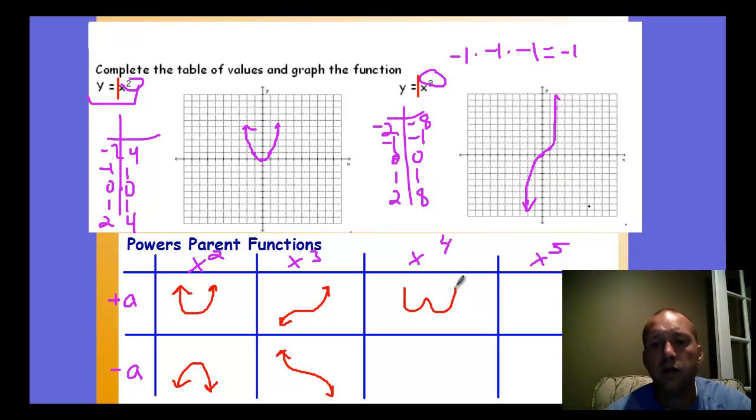X to the fourth would be the W, and then it could be downward. Now, it doesn't have to have this extra hump in it. It could be just a regular parabola as well, but the most extra humps, extra turns in the graph it could have, is a W shape or an M shape. X to the fifth. Notice how for the odds, the arrows go in opposite directions. So for the arrows, it could be like this. And so we could have more humps in this as well. We could have the extra hump in it.